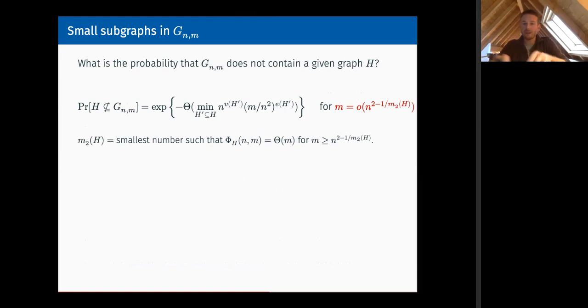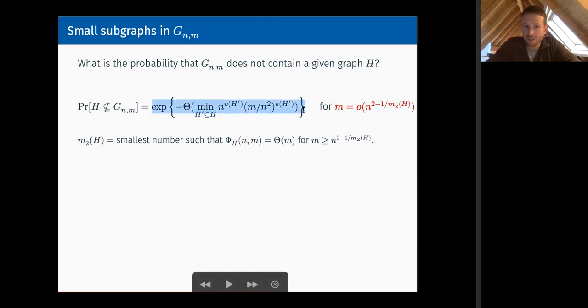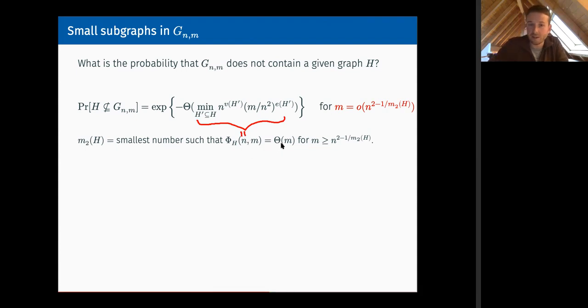Right. So the situation we have now is that the probability of G(n,m) not containing H is really the same as what we had before, for m being not too large, right? And by not too large, I mean at most this value here, where this m2, the so-called two-density of H, is defined as the smallest number such that this is of order m for every m bigger than this value.